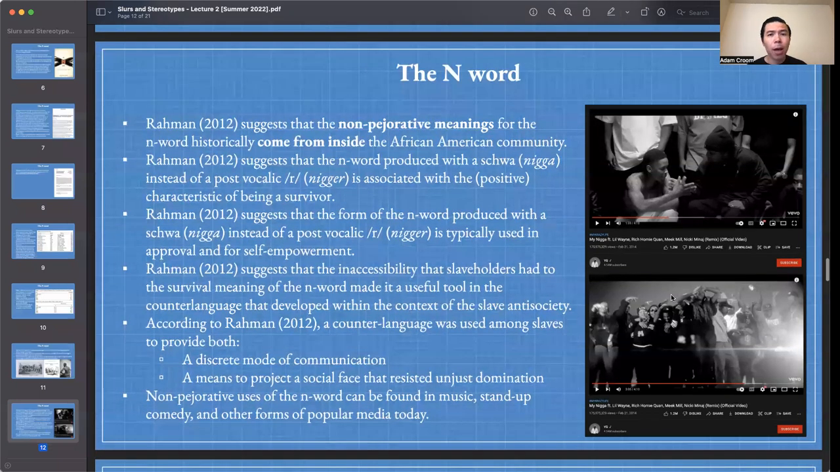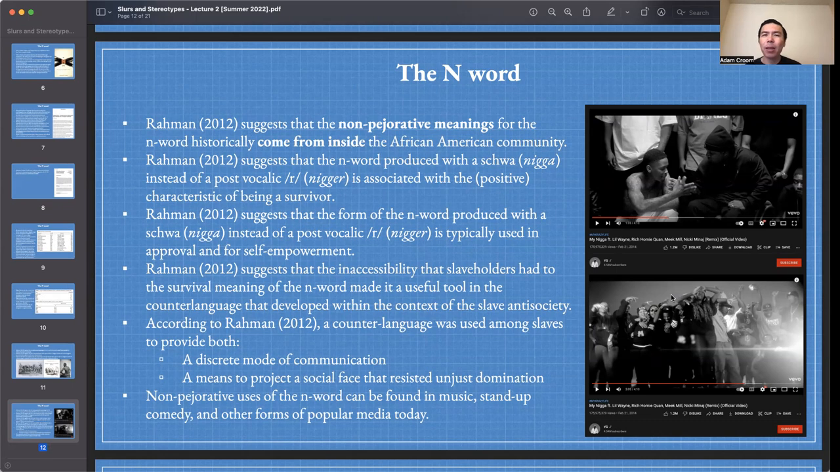Importantly, the N-word also has non-pejorative meanings. And Rahman suggests that the non-pejorative meanings for the N-word historically come from inside the African American community. Rahman suggests that the N-word produced with an A instead of an R is associated with positive characteristics, such as being a survivor. Okay, this is what Rahman considers the core meaning of the N-word. Okay. Rahman suggests that this form of the N-word is produced with a schwa instead of a post-vocalic R, and is used for approval or self-empowerment.